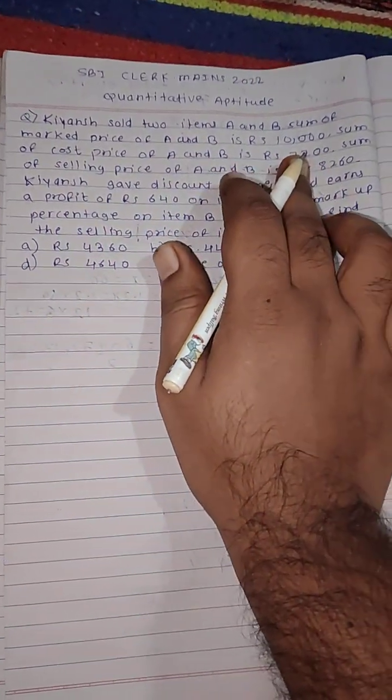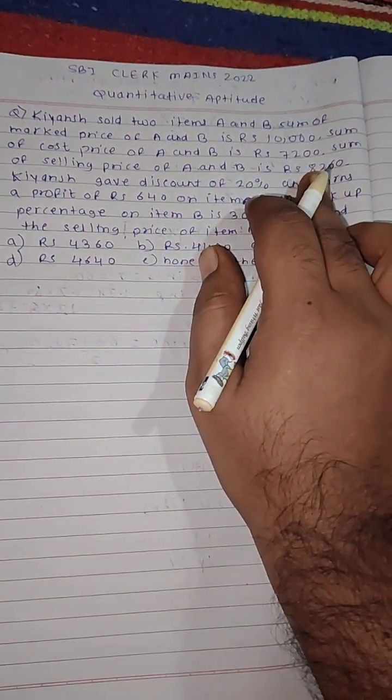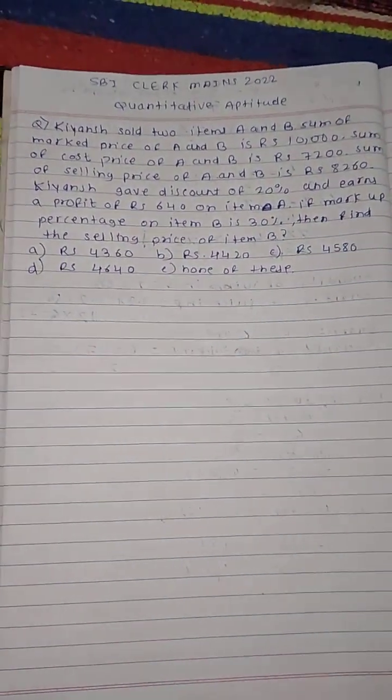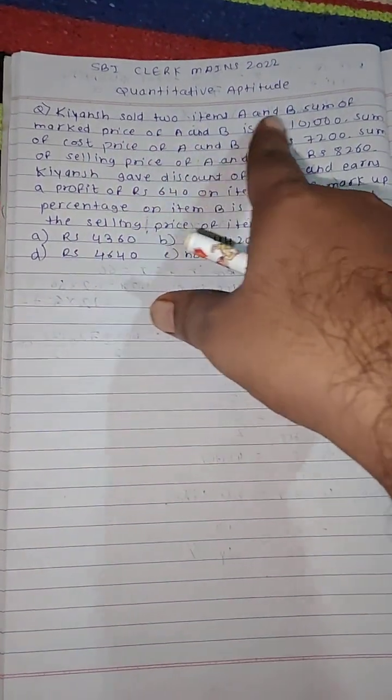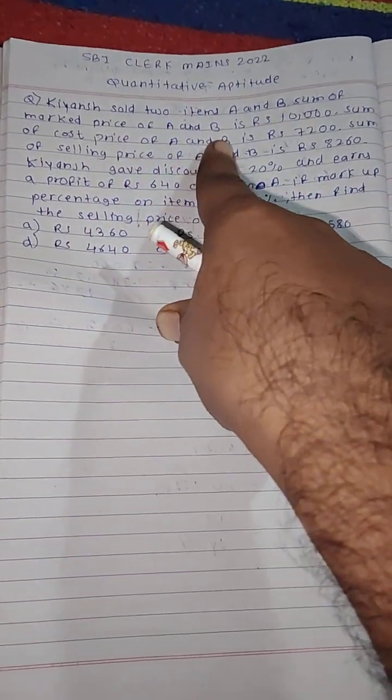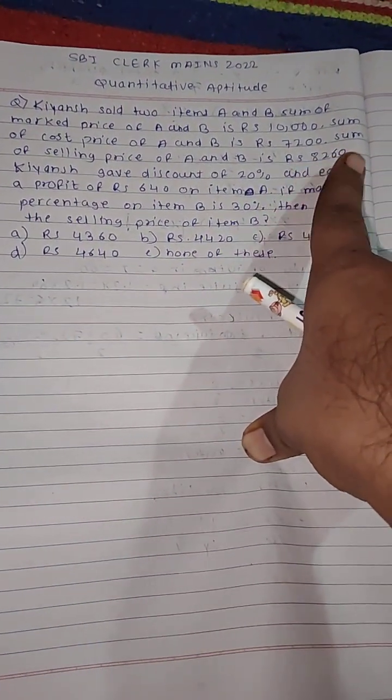The sum of the cost price of A and B is 7,200, and the sum of the selling price is 8,260. So here, the market price sum is 10,000, the cost price sum of A and B is 7,200, and the selling price of A and B is 8,260.